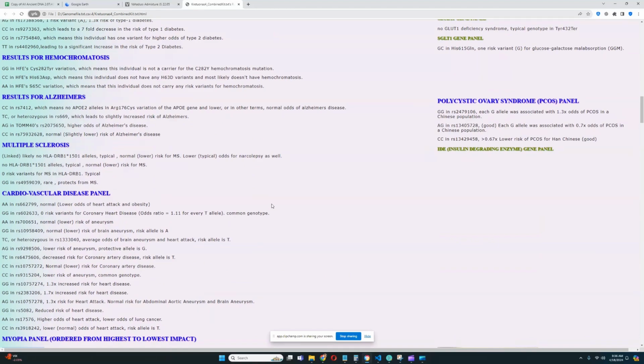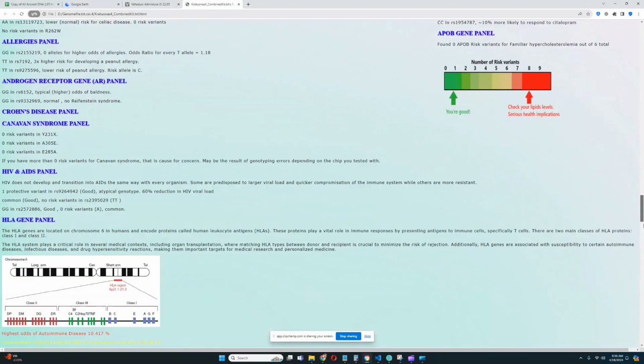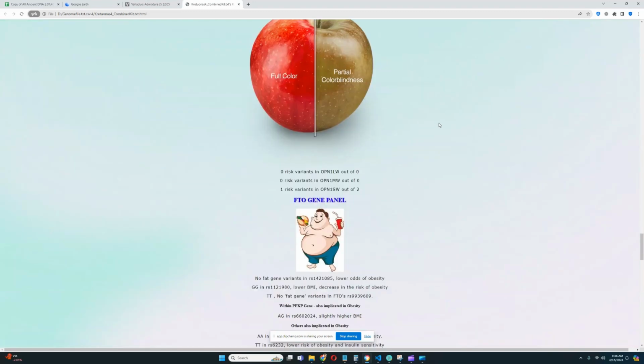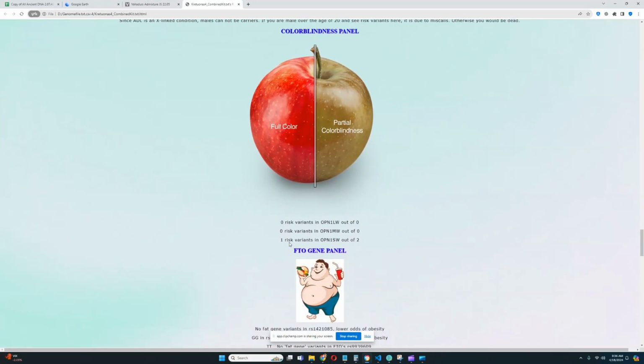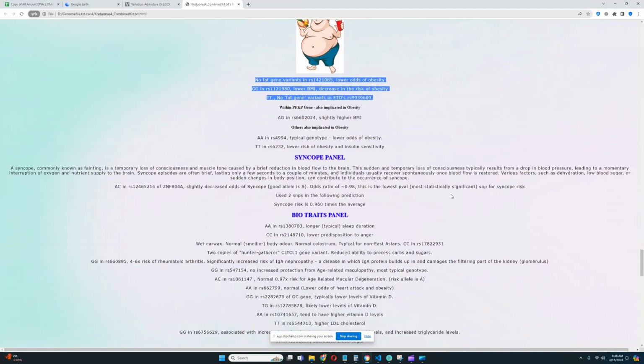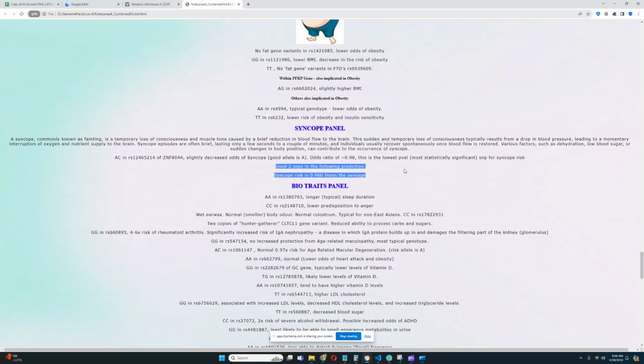What else can I talk about here? Actually, let's talk about the stuff that's on the bottom. So for muscular dystrophy myopathies, it looks like she does not have any risk variants for ADL or any of the other muscular dystrophy myopathies. For color blindness panel, she's got one risk variant in OP and one SW, but it seems that a lot of people have it, so it's not that big of a deal. For FTO gene panel, it looks like no fat gene variants in most of these variations, so she's not really predisposed to obesity. For syncope panel, based on two SNPs, she's got slightly below average odds for syncope.